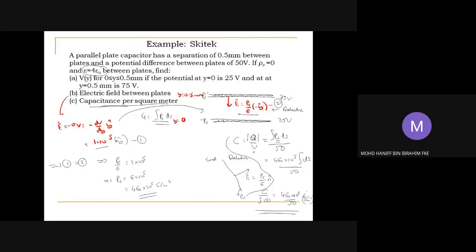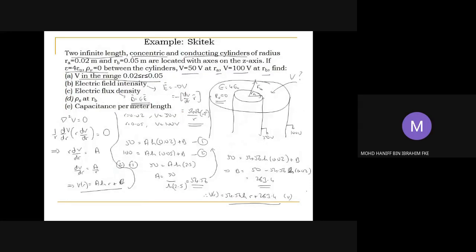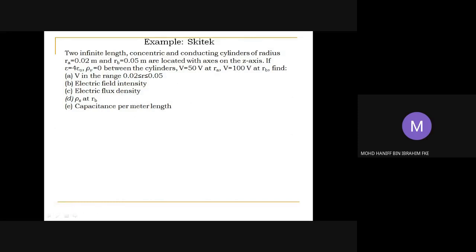Then we proceed with the next part of the question. Allow me to erase all of these writings, because we need more space to explain D and E. For part D, which is to find the rho S at the Rb, again I have to re-sketch the conducting cylinders just now. That should be your Ra, and that should be your Rb. We know that this is at 50 volt, this is at 100 volt. The question is to find the rho S at Rb.